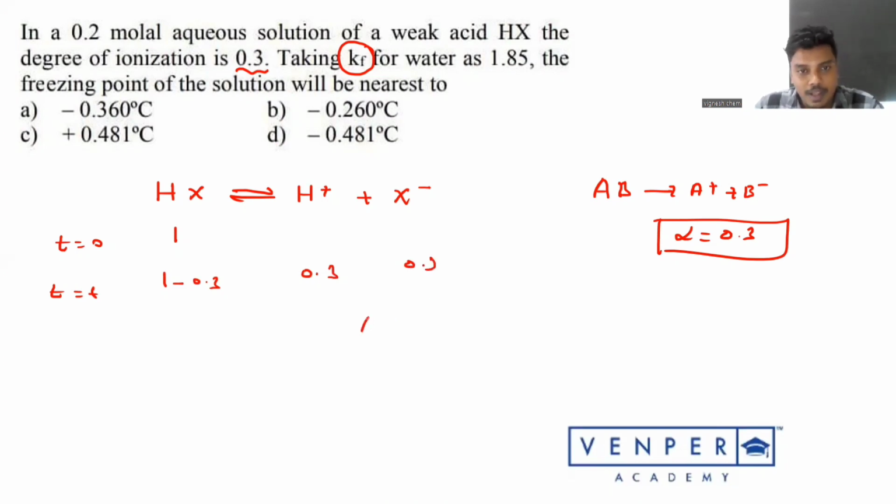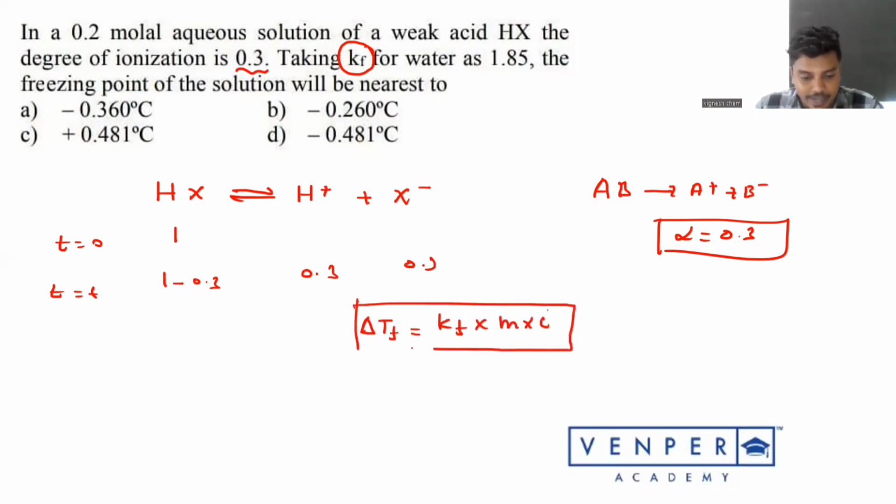Now what is the formula? Delta Tf is equal to Kf into m into i. What is the molality? What is the Van't Hoff factor, right? Now apply all the formula. What is Tf? And delta Tf is around what?